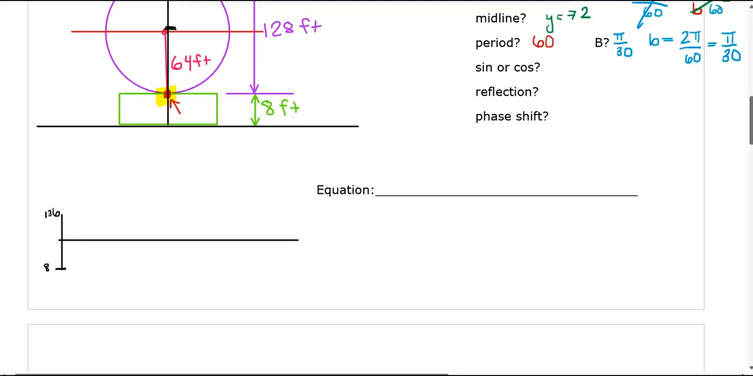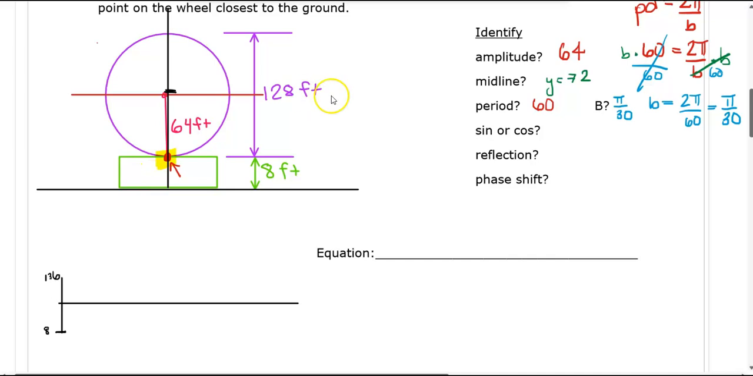36. The reason I'm marking that 8 feet right there is because it represents the bottom part of the Ferris wheel, and the 136 is the maximum height of my Ferris wheel. So I'm just marking my y-axis so you can see that's where my graph is going to oscillate.